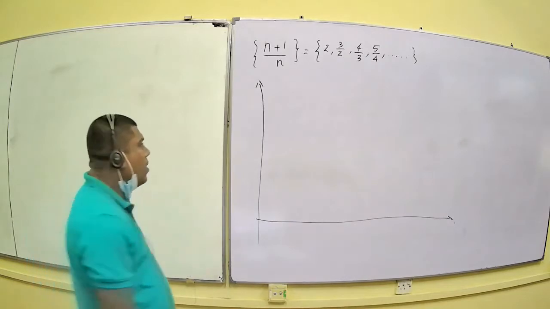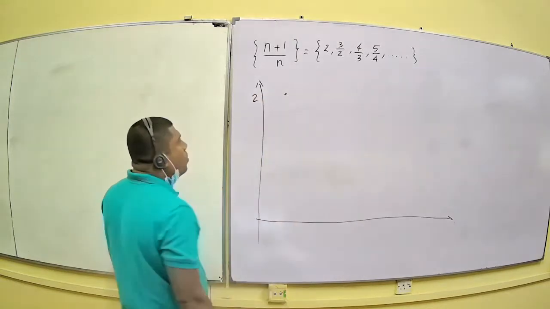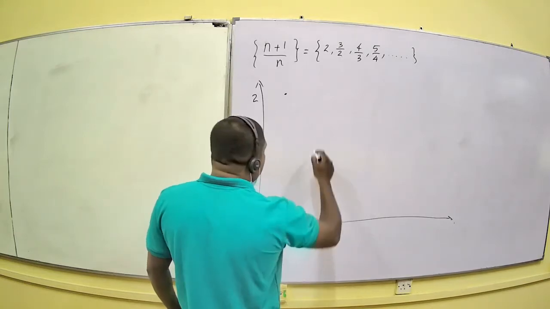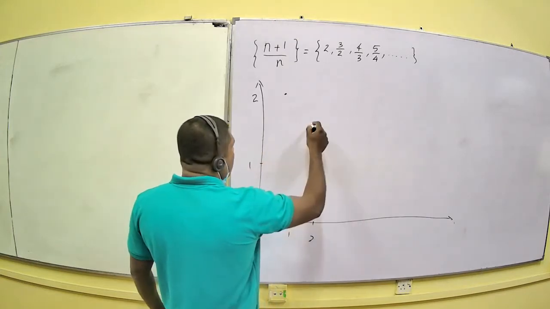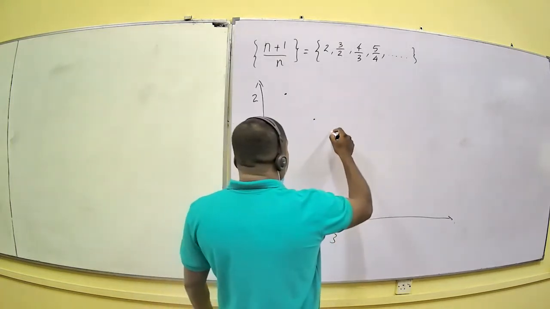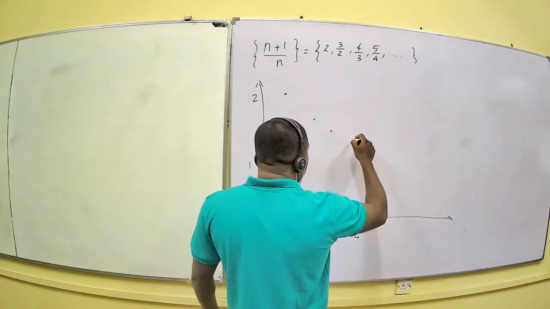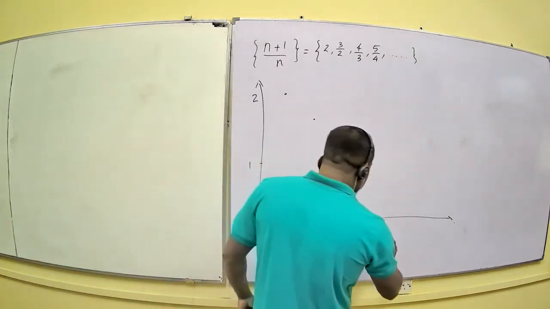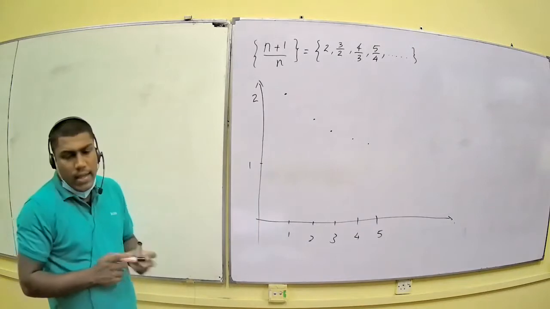Just roughly, when n is equal to 1, the value is 2. And then at 2 it is somewhere here. Let's say this is 1, then it will be 1.5. At 3, it will be 1.33. At 4, it will be 1.25. Like that, you can plot it here. So 5 will be here, and it goes like this.